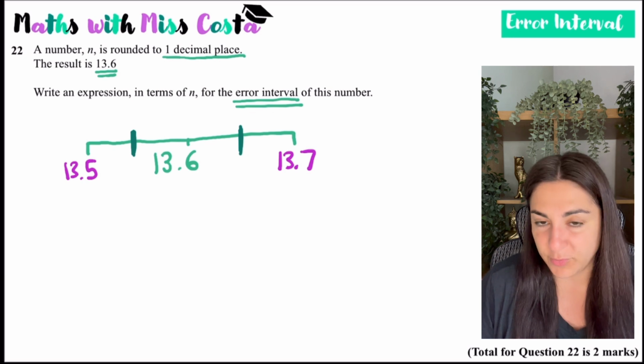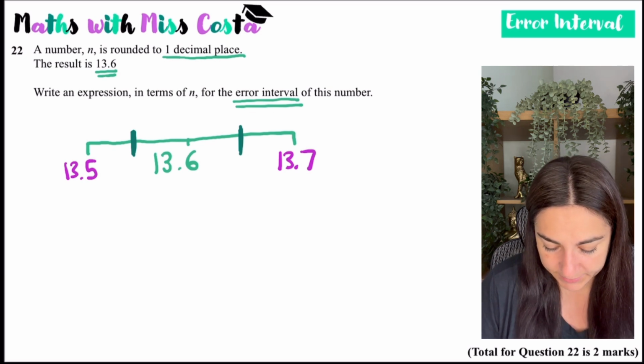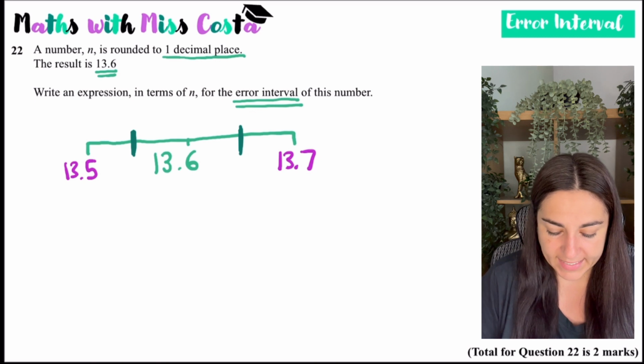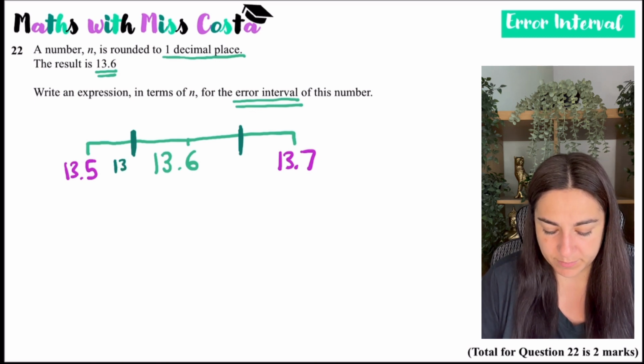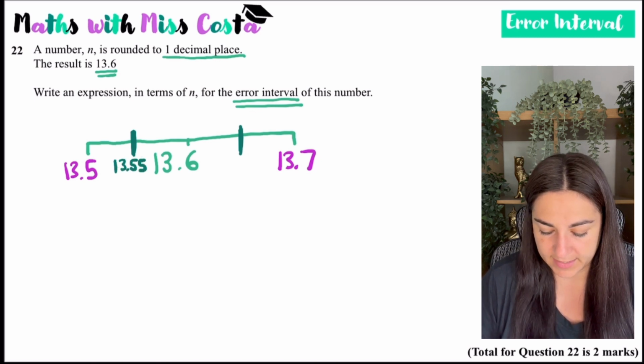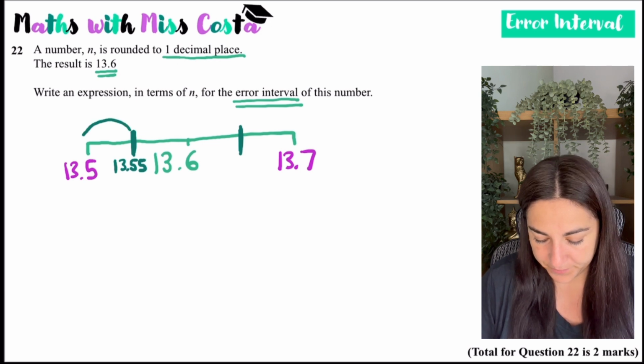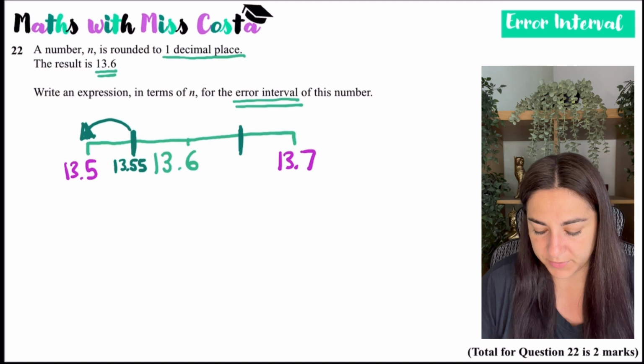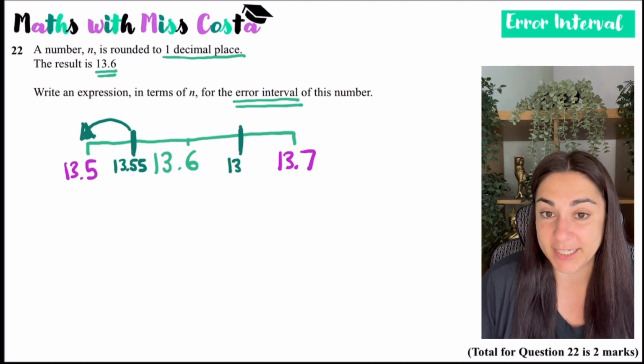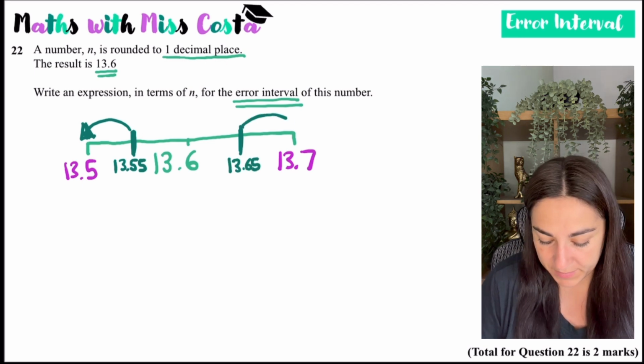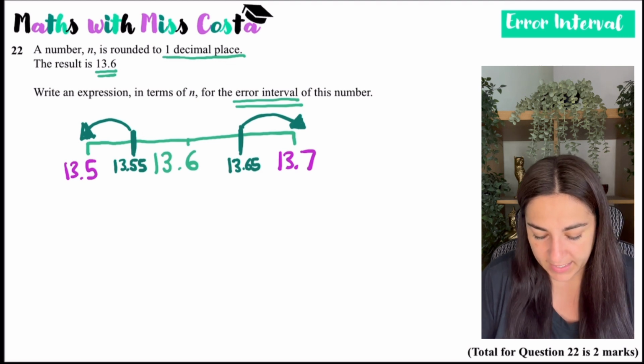So that's halfway between 13.5 and 13.6, which is going to be 13.55. If it was any lower, it would round down to 13.5 and it couldn't round to 13.6. And similarly, if it was 13.65, that's when it would round up to 13.7. So it can't actually be 13.65, but it can be anything up to 13.65. And then what we do is we just drag this down to create our error interval.